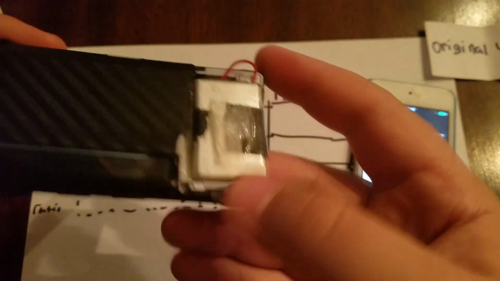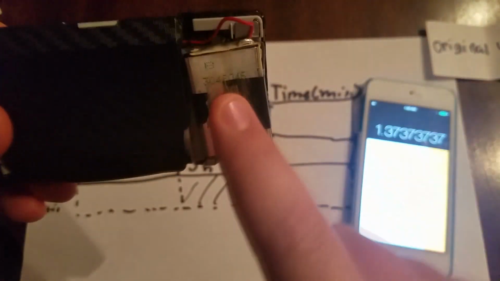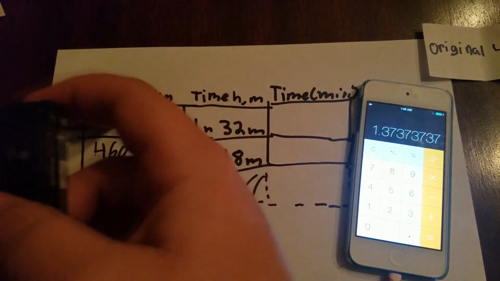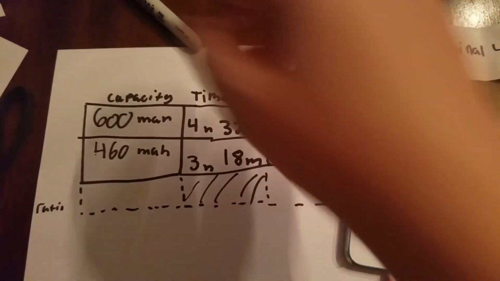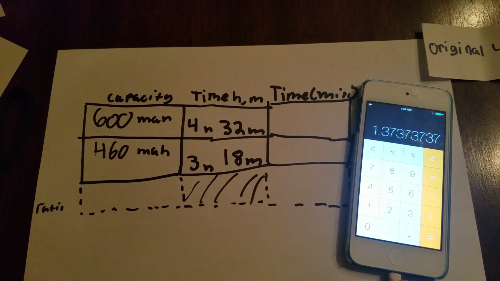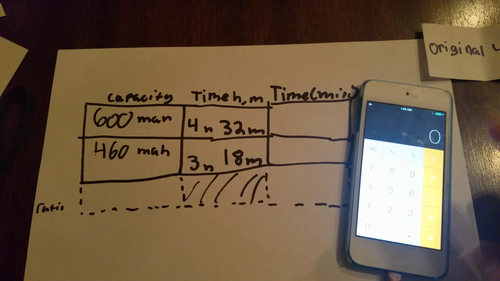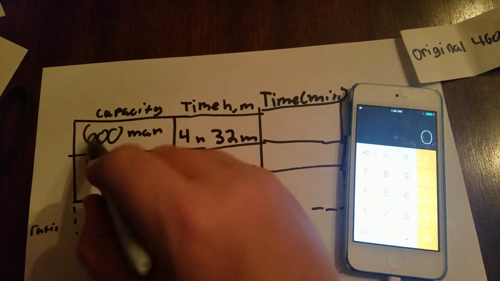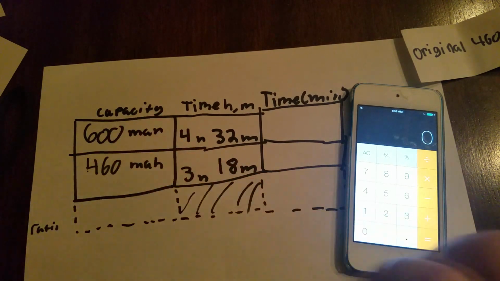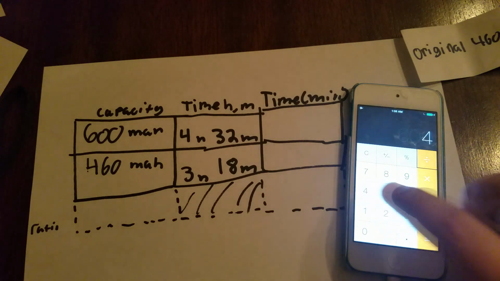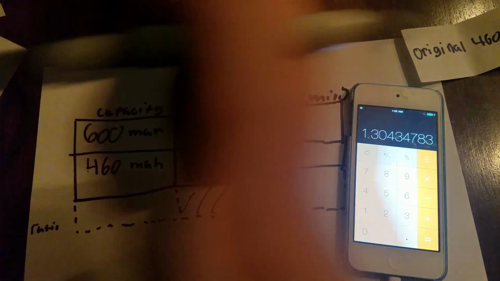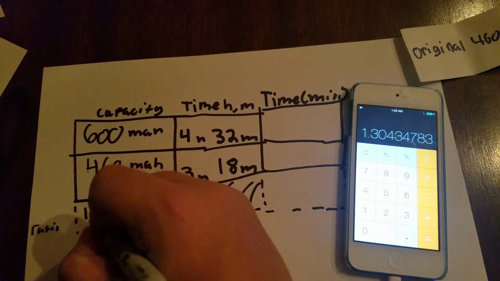Alright, so we just finished the test with the original 460 milliamp hour battery and the aftermarket 600 milliamp hour battery. So, we're going to do some math to see if it actually is what it claims to be. Okay, so 600 milliamps over 460 milliamps. We're going to get a ratio of about how much bigger it should be by dividing the two numbers. So we're getting a 1.30 ratio.